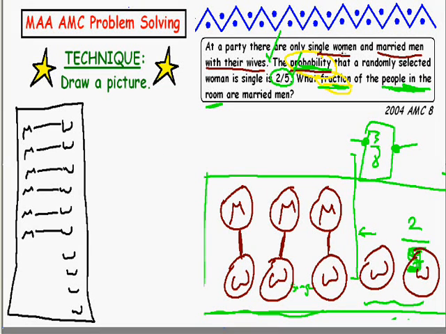Well, let's see. Let's go through each sentence in turn. At a party, there are single women and married men with their wives. Yes, I've got married men with their wives and single women. I've got those 3 types of people. Yep, first sentence is done.